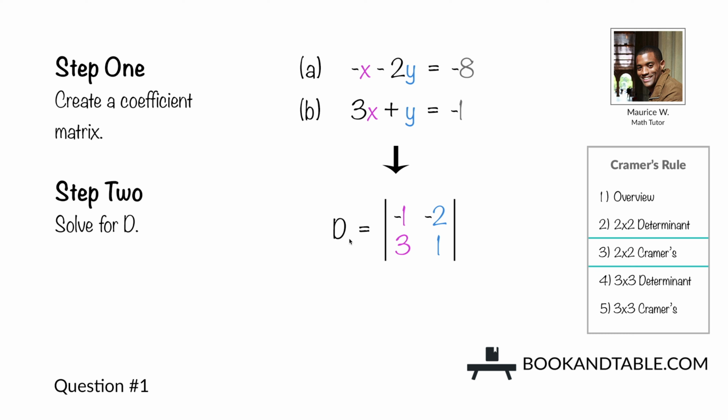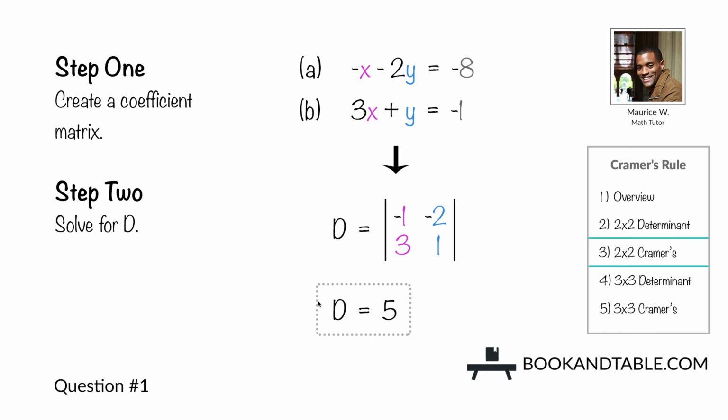And now we can solve for d by multiplying negative 1 times positive 1. And then we subtract the product of 3 times negative 2. So we see d is equal to negative 1 times 1, which would be negative 1, minus 3 times negative 2, which would be negative 6. Negative 1 minus negative 6 is equal to negative 1 plus 6. And that's equal to positive 5. So we see that d is equal to positive 5.